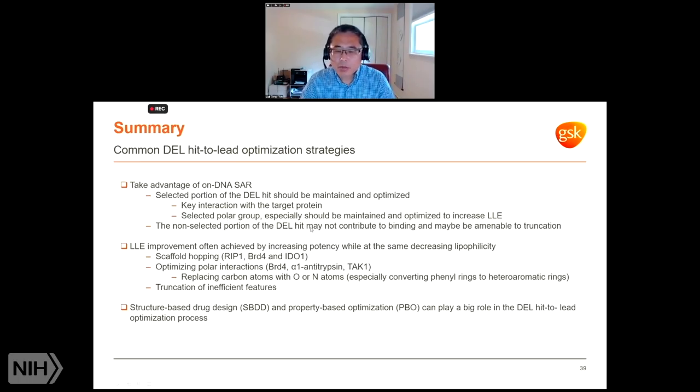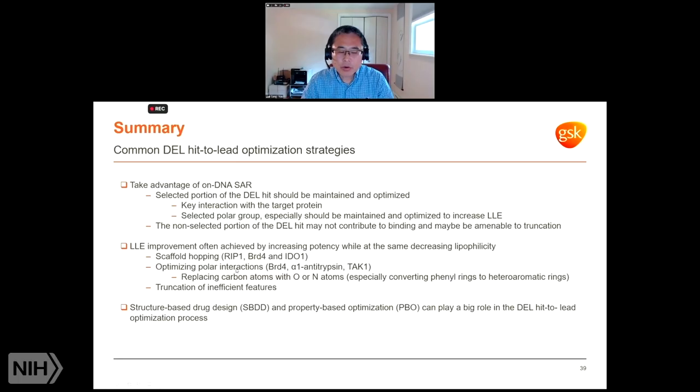The non-selective part of the DEL molecule usually doesn't have any specific interaction with the protein. Sometimes it can be truncated completely. Sometimes it can be reduced, especially lipophilic groups, to improve the physical chem properties. And again, LLE is a good metric for the hit to lead optimization process. This improvement is usually achieved by increasing potency while at the same time decreasing lipophilicity.